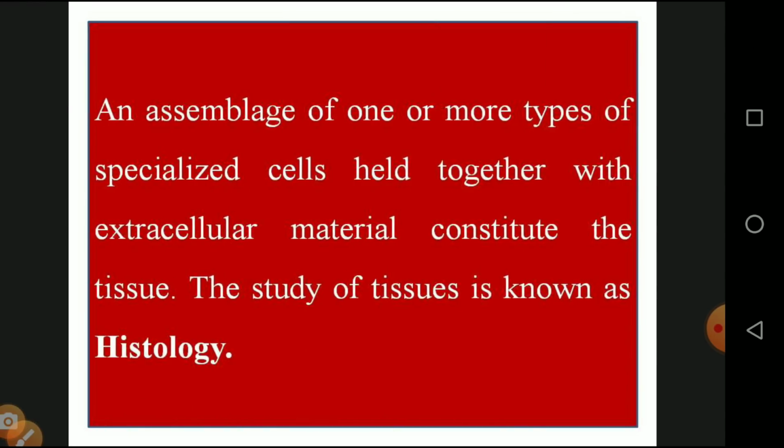We will see some basic things regarding animal tissue. An assemblage of one or more types of specialized cells held together with extracellular material constitutes a tissue. So many things, intracellular and extracellular, constitute a tissue. The study of tissue is known as histology. One more question: the study of tissue is called histology.